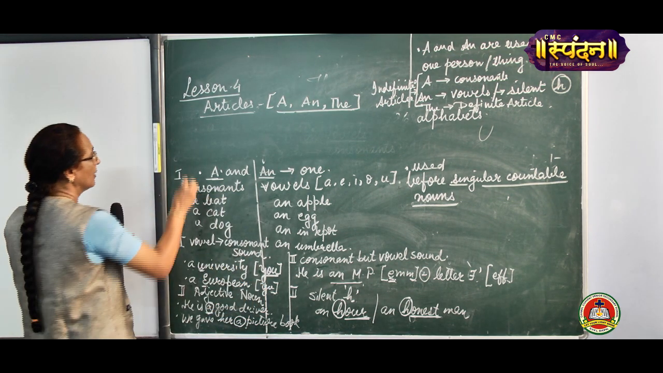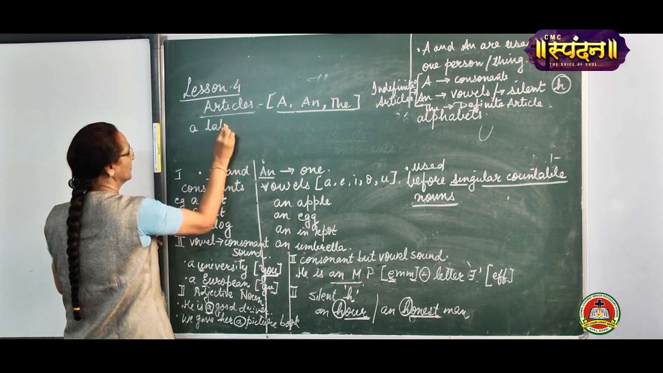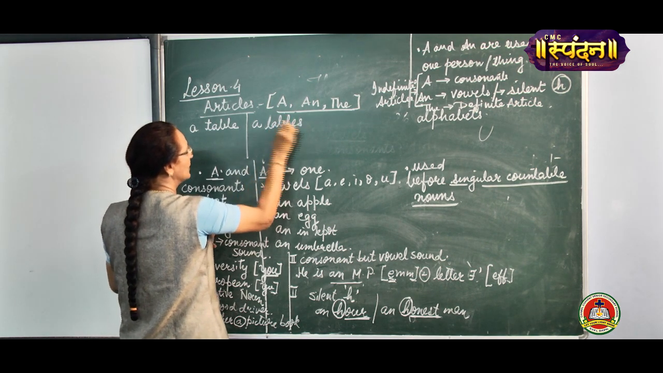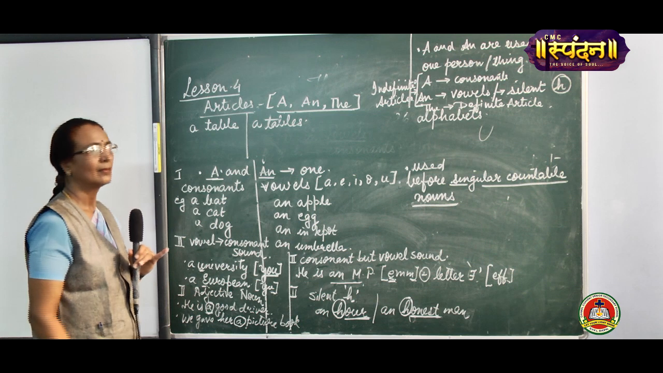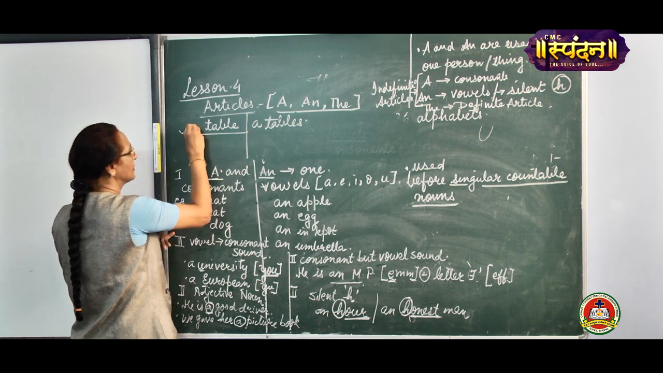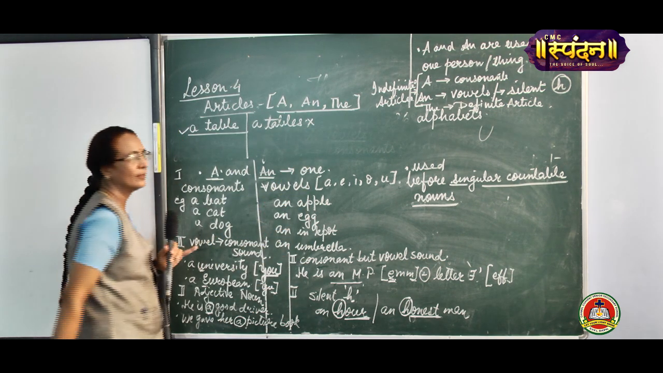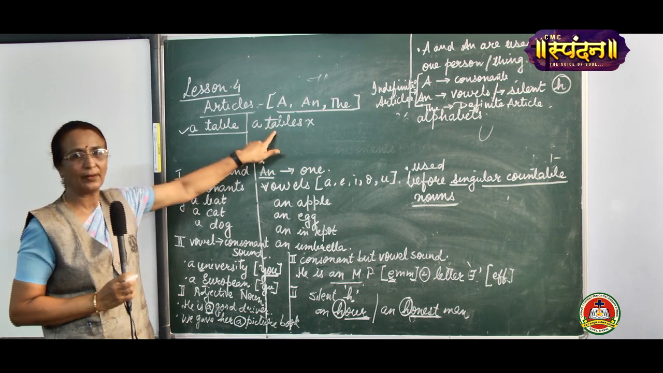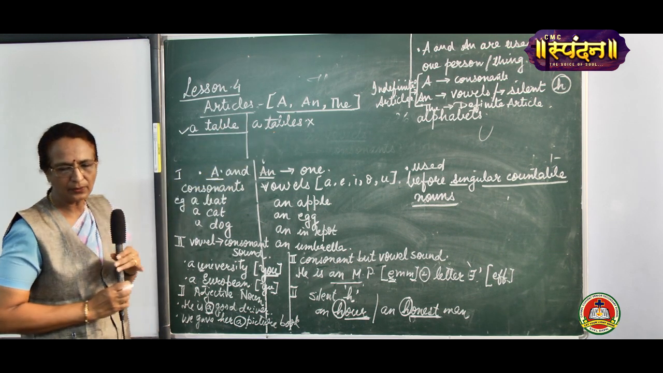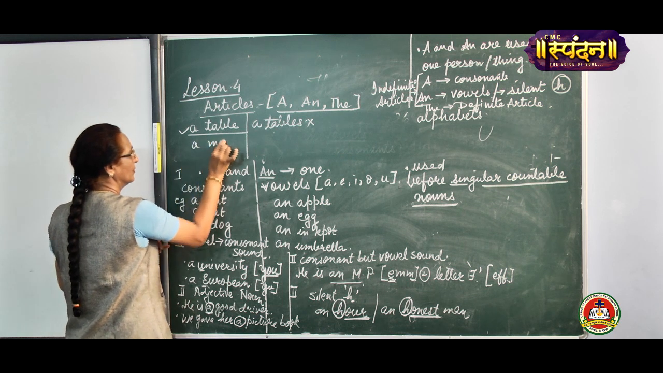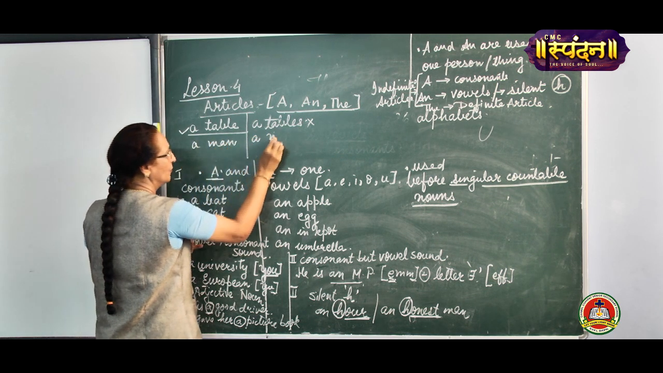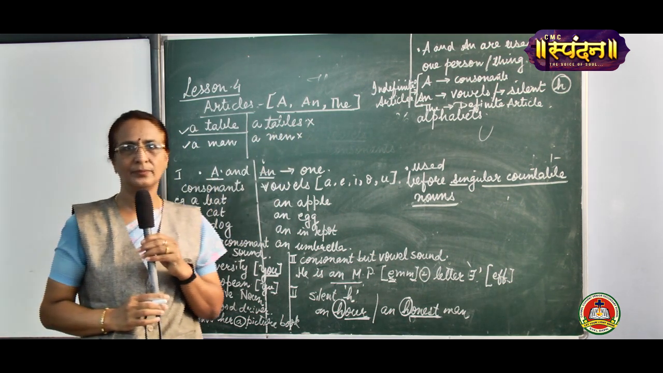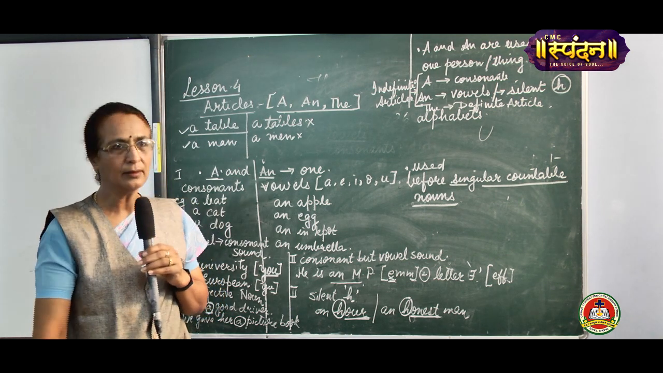Now, a table. A tables. Which is correct? Definitely, a table is correct. A tables is wrong. Because this is singular countable noun. This is not singular. Is that clear? Now, an man or a man. We always say a man. We don't say an man. Do we say an man? No. We always say a man.